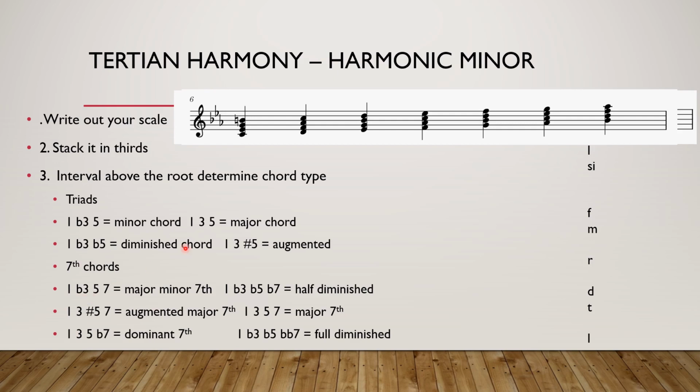Our next chord, number 2, is a half diminished. Ti, Re, Fa, La, Fa, Re, Ti. Same chord we saw in major. Third chord is an augmented major 7th. Do, Mi, Si.